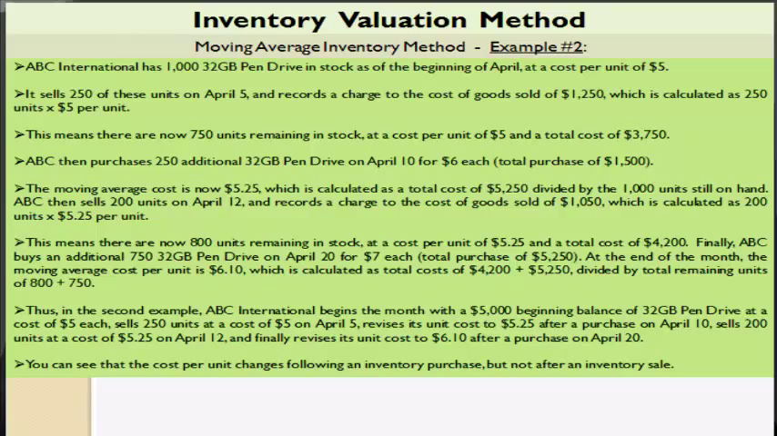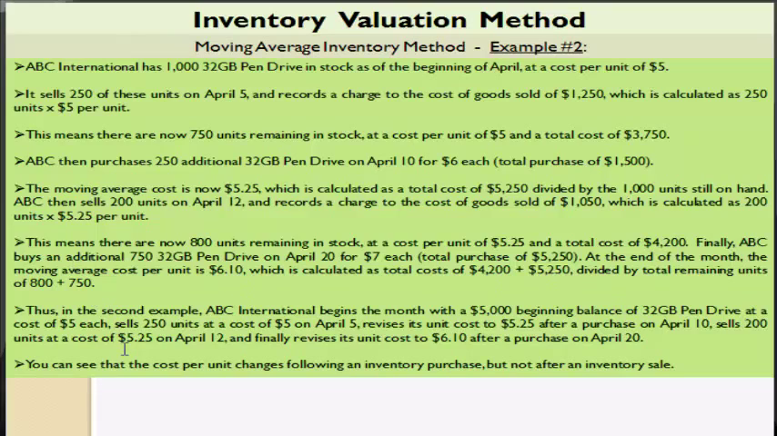Finally, the company buys again 750 of these pen drives on April 20 at a unit price of $7, which amounts to a total of $5,250. So at the end of the month, the moving average cost per unit would be $6.10, which is calculated as total cost 4,200 plus 5,250 divided by the total remaining amount of 800 plus 750.